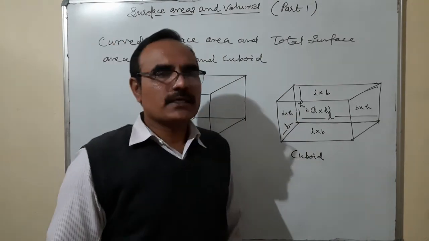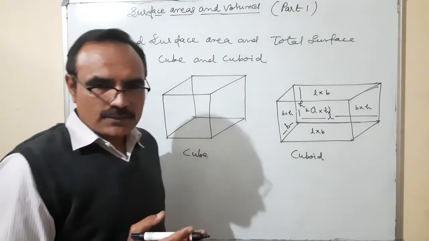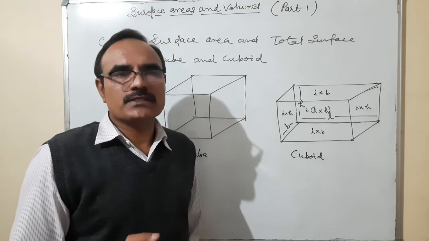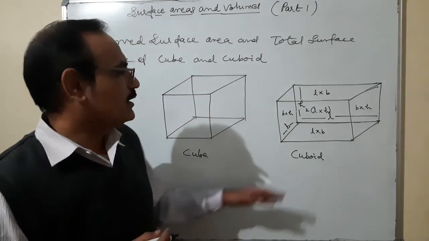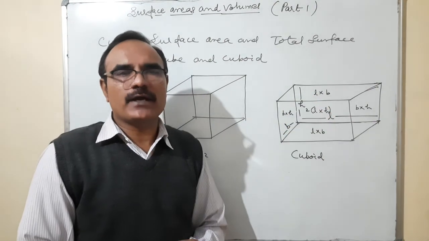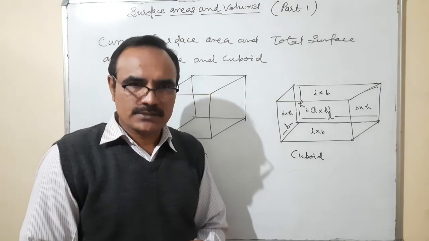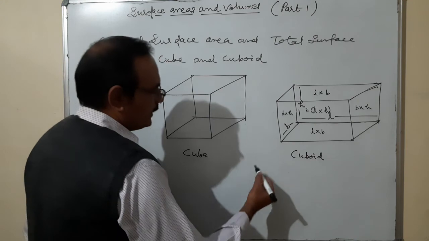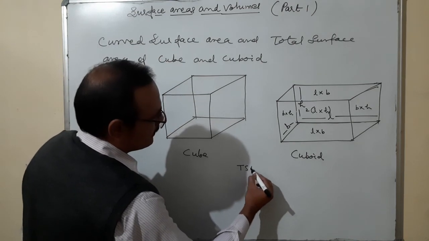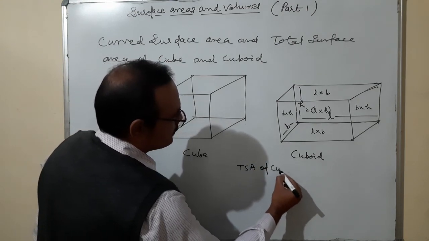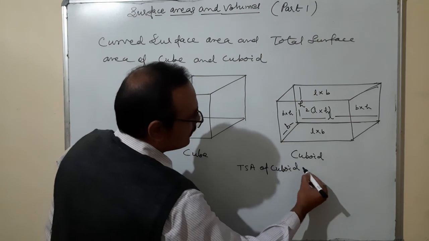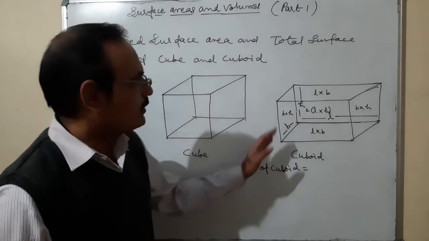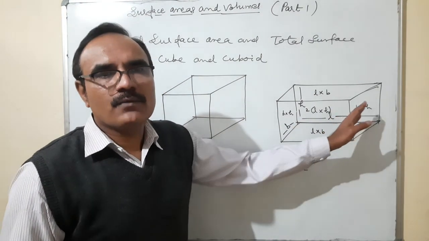Now here we are discussing two things. One is curved surface and second is total surface or whole surface. In total surface, we are going to find the area of all 6 rectangular faces. So total surface area, TSA. TSA of cuboid.